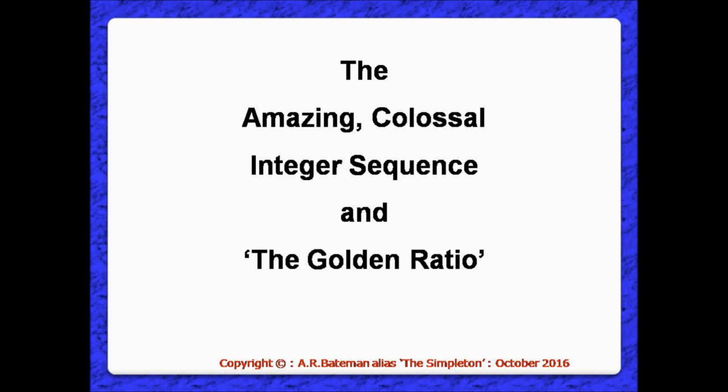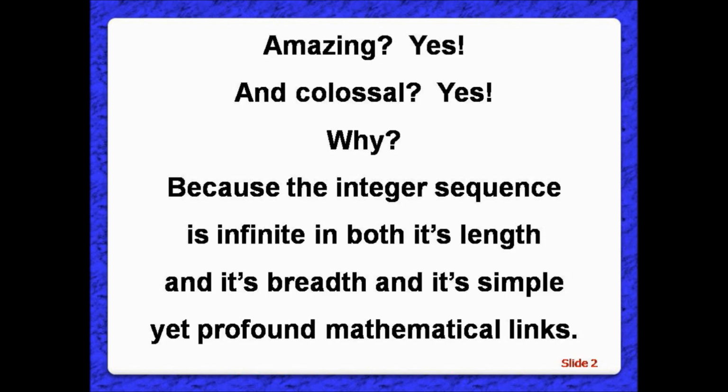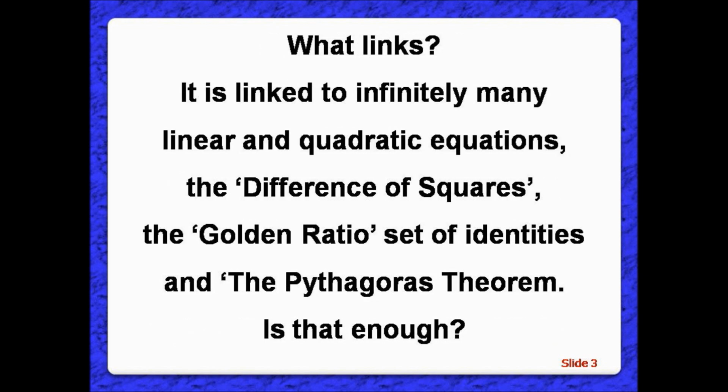The amazing colossal integer sequence and the golden ratio. Amazing? Yes. And colossal? Yes. Why? Because the integer sequence is infinite in both its length and its breadth, and its simple yet profound mathematical links. What links? It is linked to infinitely many linear and quadratic equations, the difference of squares, the golden ratio set of identities, and the Pythagoras theorem.